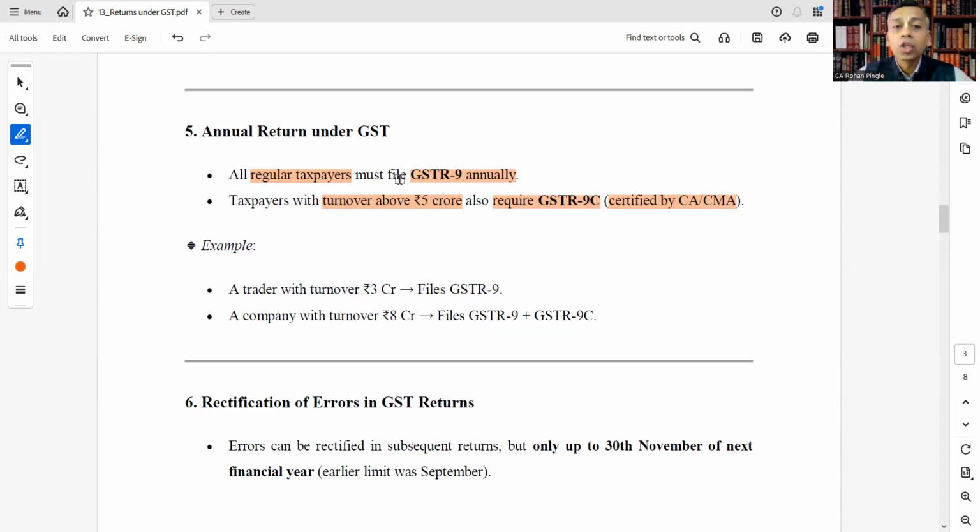GSTR 9, actually up to 2 crore turnover, there is no mandatory requirement to file the GSTR 9. Whenever your turnover exceeds rupees 2 crores annually, then you are required to file GSTR 9, and if your turnover is between 2 crore and 5 crore, then only 9 is required. But once your turnover crosses 5 crore, then you have to file both 9 and 9C, that is a reconciliation statement. Okay.